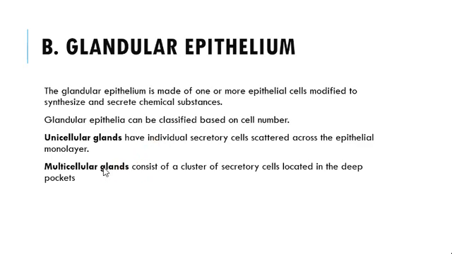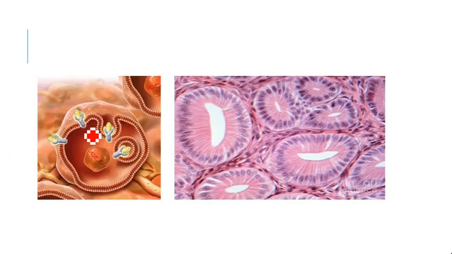Now, for uniglands, you can find them in between epithelial tissue. For example, this is an epithelial tissue found in the respiratory epithelium. It's made up primarily of pseudostratified columnar epithelium. These cells in between are all glands. These cells secrete mucus. These cells are called goblet cells. They secrete useful substances. So this is a uniglandular epithelium. This is a unigland.